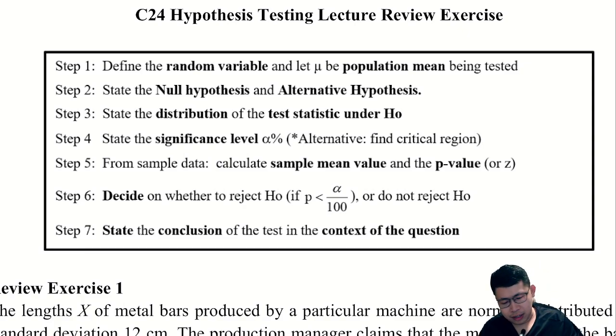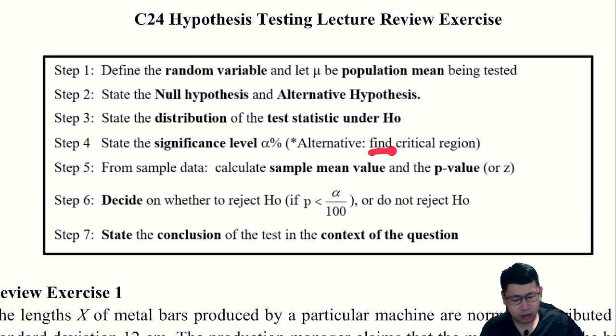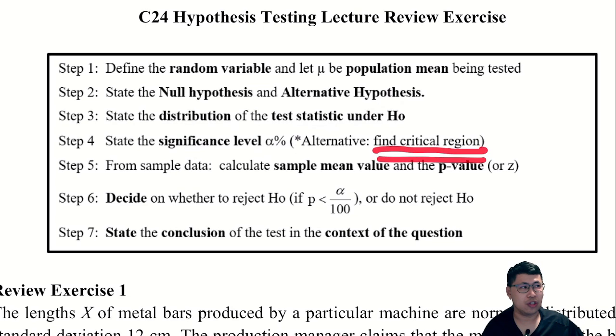Step 3, we will need to state the distribution of the test statistic under H0. So assuming that the null hypothesis is true, what would be our test statistic's distribution? Then we will need to state the significance level alpha. Generally for forward questions, we'll be given this significance level. However, for reverse questions, we will need to find our critical region first by using inverse normal in certain cases, which we'll see later.